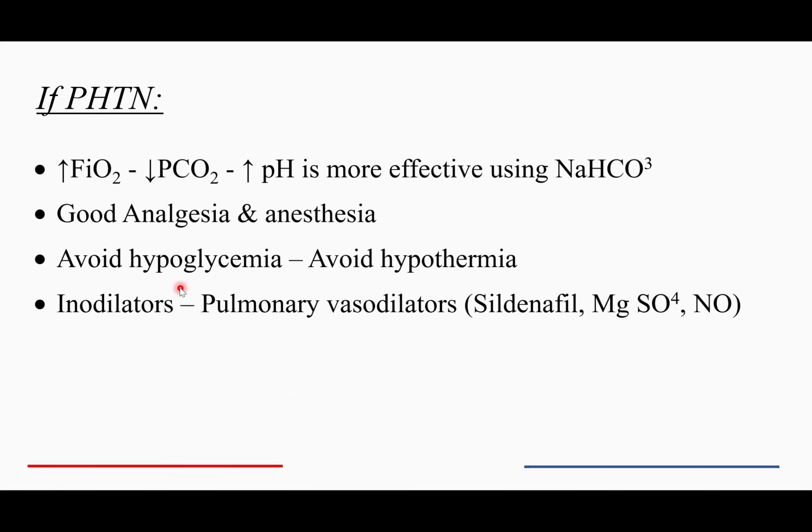If the patient develops pulmonary hypertension, the management is the opposite. I increase FiO2, I decrease PCO2, also not reaching respiratory alkalosis, but to the limit of permissive hypocapnia. Increasing the pH is more effective using bicarb. Good analgesia and anesthesia. Avoid hypoglycemia, avoid hypothermia. So this is to avoid the sympathetic stimulation and stress. Inodilators, pulmonary vasodilators like sildenafil, magnesium sulfate, and nitric oxide.